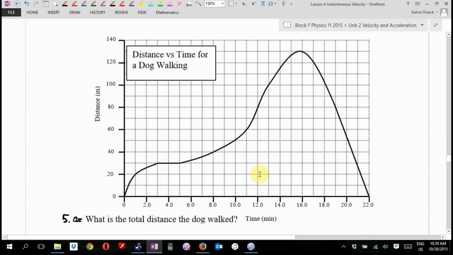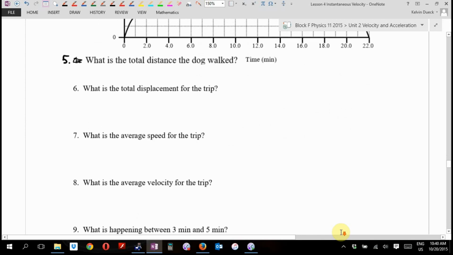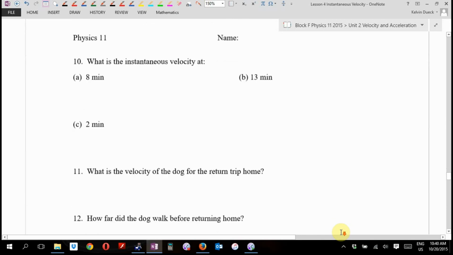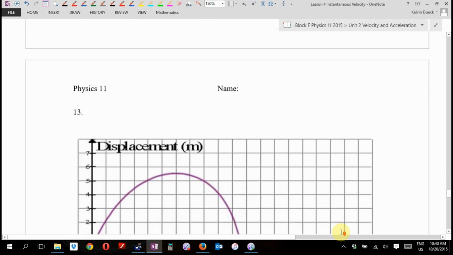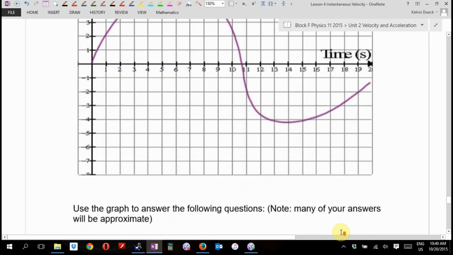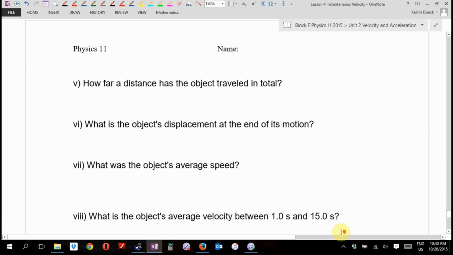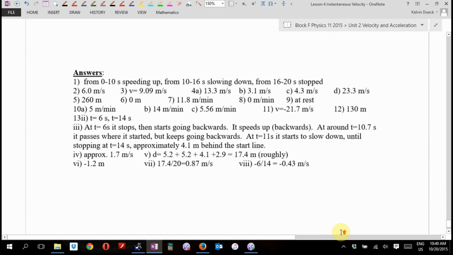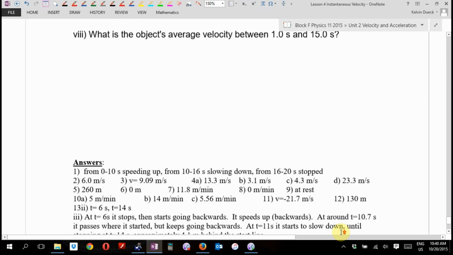Then on the next page, on the back, we have distance versus time for walking a dog. Here it's going to be in meters per minute. Leave your answers in meters per minute. It's a weird unit, but go ahead. Okay. And then another curve here. See if you can answer those questions. And the answers are attached. Again, I made the answers in a hurry.